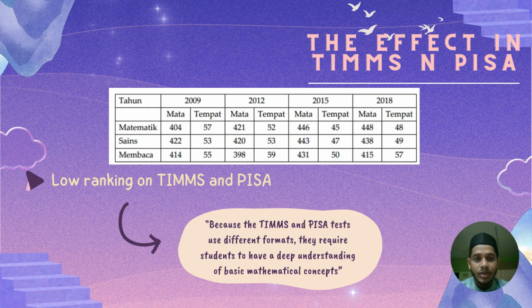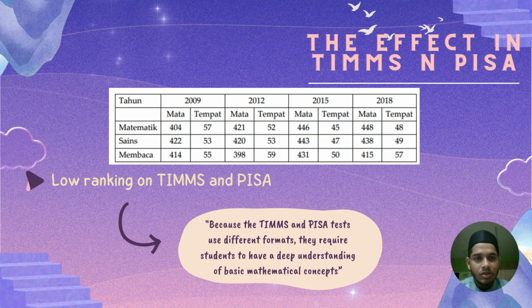our students' achievement in 2009 and 2012. Next one, 2015 and 2018. In mathematics, 2009. Okay, we don't want to see the 2009. We see the 2015 and the 2018 because this is the latest one. Okay, in 2015 we got 446 points, but our ranking is in 45th place.